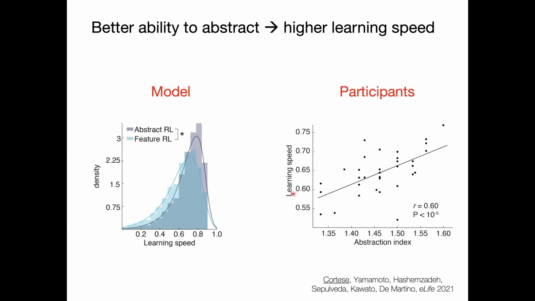But what is particularly encouraging to see is that when we look at the participant data, where each dot is one participant, we see that the abstraction index that we can compute from the modeling, basically how much a participant was prone to use the abstract RL versus the feature RL, pairs nicely with the overall learning speed. A higher index means that they were more likely to use an abstract RL strategy. So those who were better, they were more likely to use abstraction. They were also those that displayed higher learning speed.